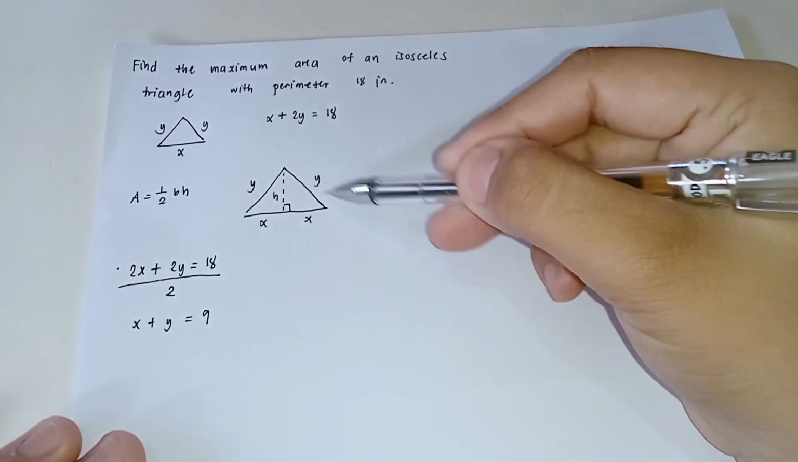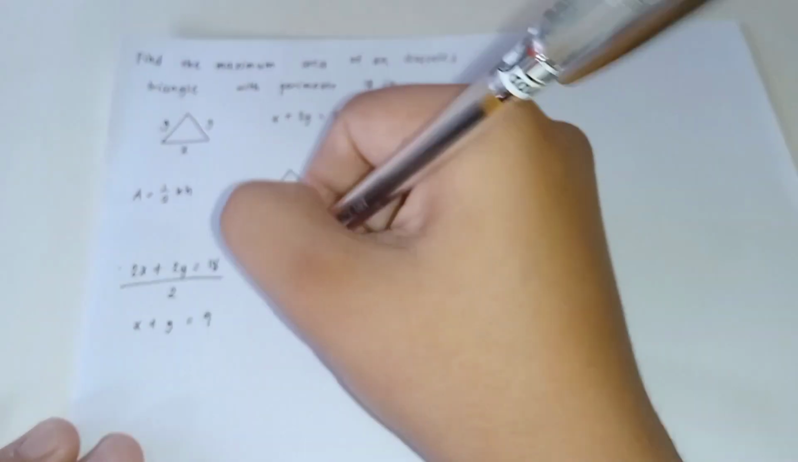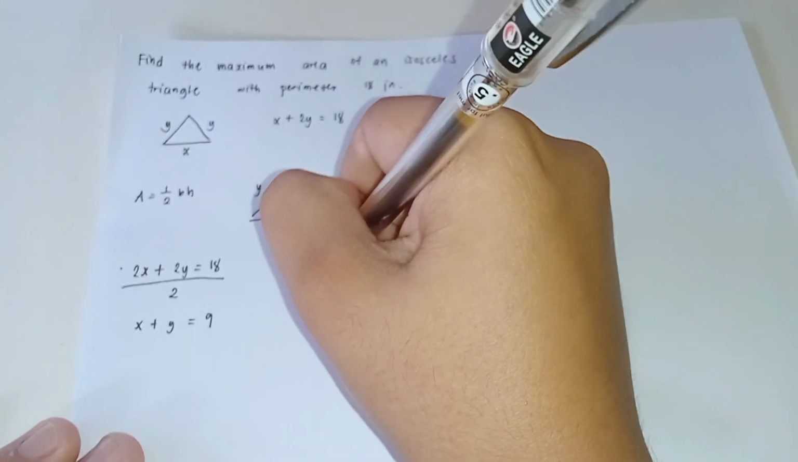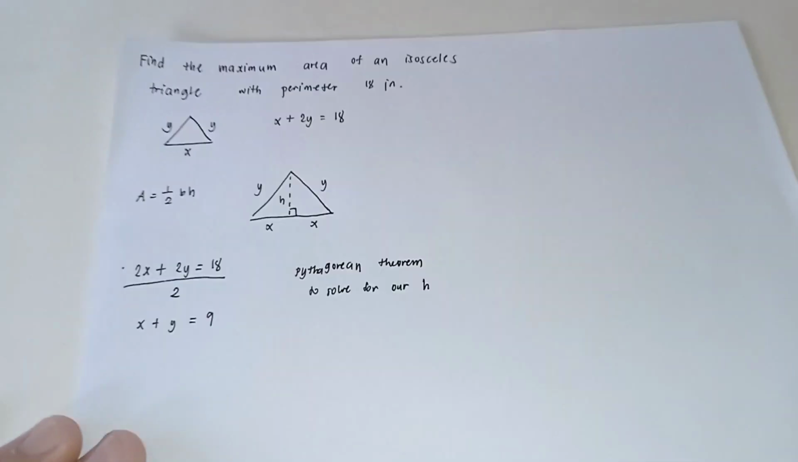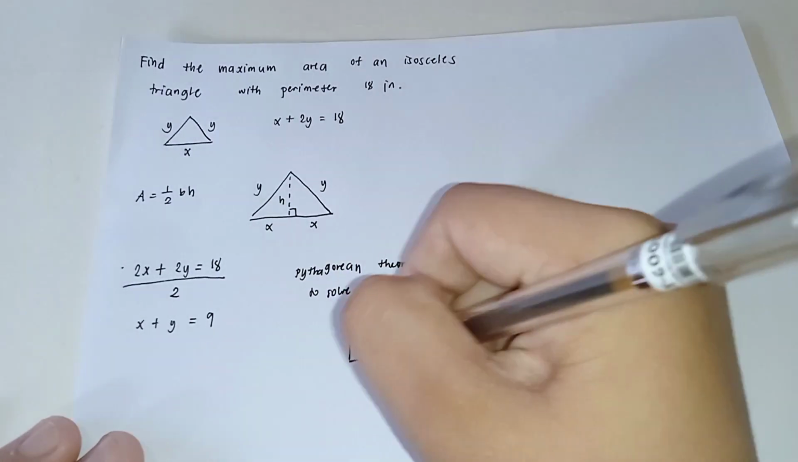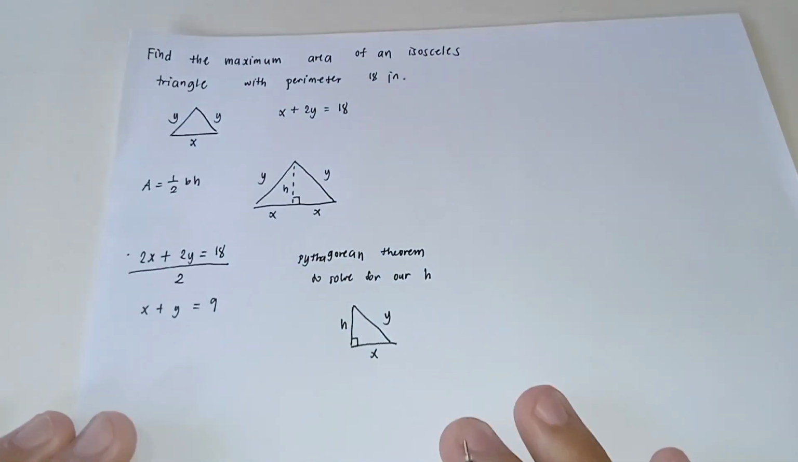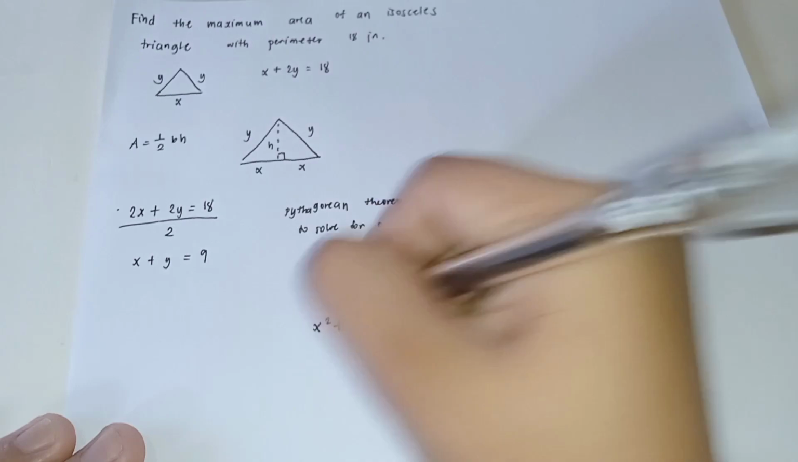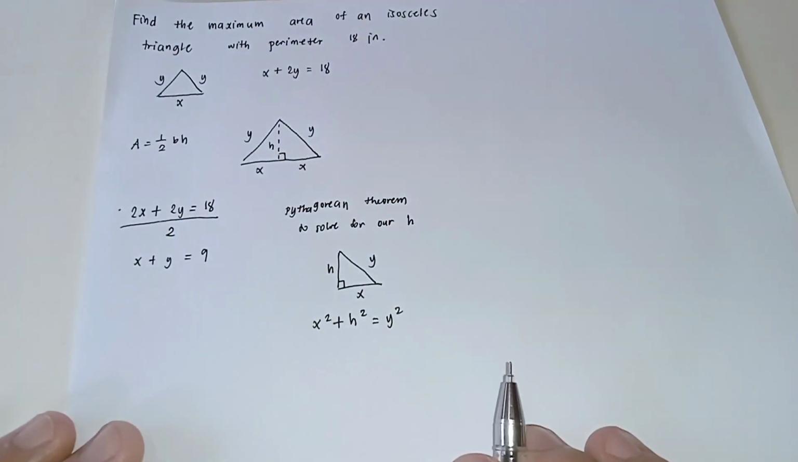Now let's generate an equation for our height. Let's consider this right triangle here for us to generate the equation of our height by using the Pythagorean theorem. Now again, let's draw our new figure here, the right triangle, with h, x, and y. By using the principles of the Pythagorean theorem, we will generate our equation here. So x squared plus h squared is equal to y squared.